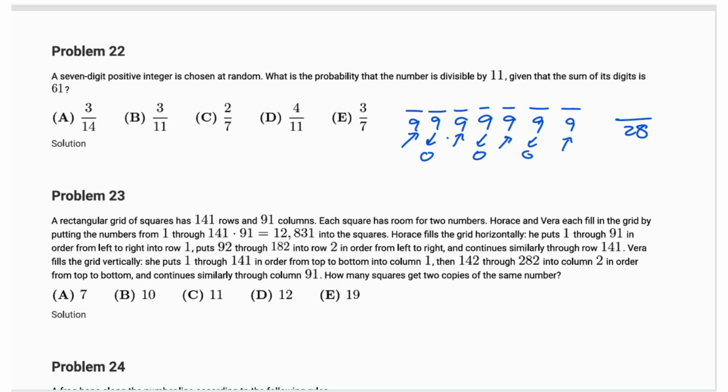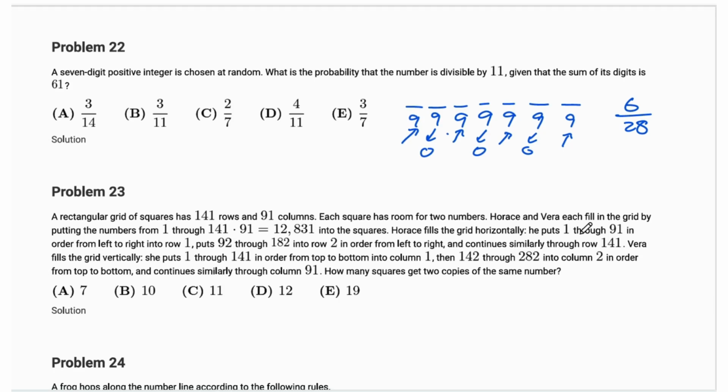And so we see that there's 6 ways to do this, right? Because either you could give both the negative ones to one of these, which gives you 3, or you could give 1 to 2, which also gives you 3. And so you get 6 over 28, which is 3 over 14, which is A.